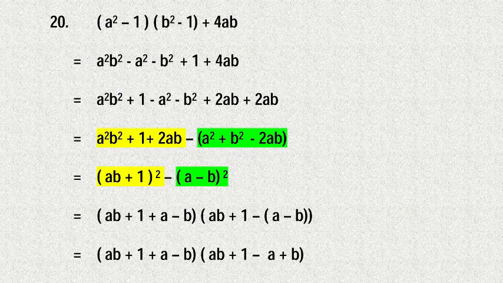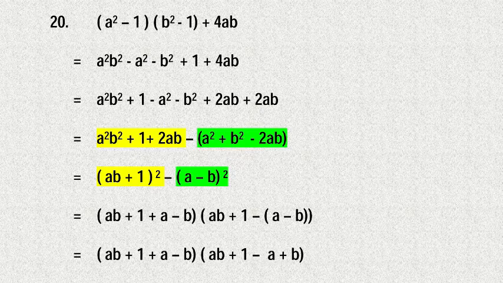Question number 20: (a² − 1)(b² − 1) + 4ab. Here we cannot directly apply any identity, and we cannot do any regrouping either. Why? Because first we have the product of two binomials. So do the binomial multiplication.